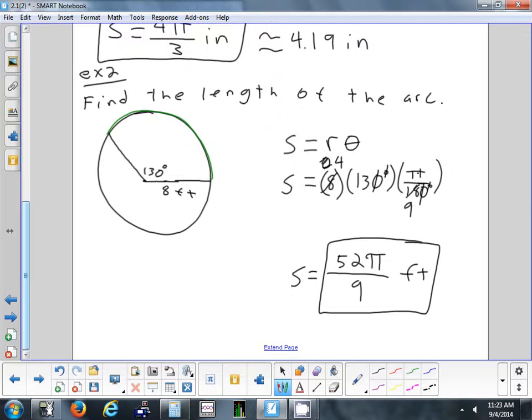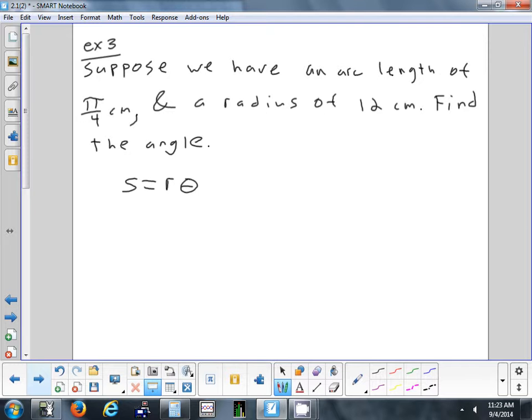All right, so there's really 3 different kinds of questions I can ask you with this formula. I can give you r and give you theta and have you find s. Or I can give you s and r and have you find theta. Or give you s, give you theta, and have you find r. Either way, I'm always going to give you 2 out of 3 of the variables. And you're going to find whatever I want for the third one. Let's try that on this one.